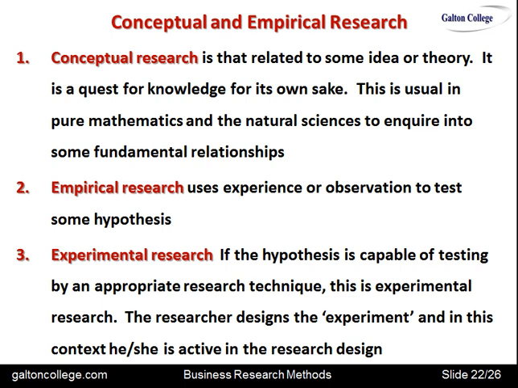And number 3, we have experimental research. If the hypothesis is capable of testing by appropriate research techniques, this is experimental research. The researcher designs the experiment, and in this context he/she is active in the research design. So experimental research, the researcher has a hypothesis that there is a relationship between two phenomena, perhaps in the natural sciences, in physics or in biology or whatever, and then tries to engineer ways in which that may be tested. That's experimental research.